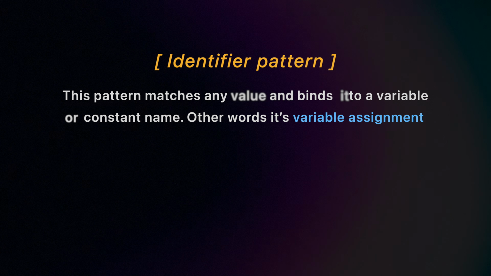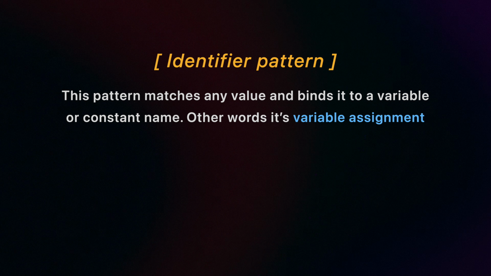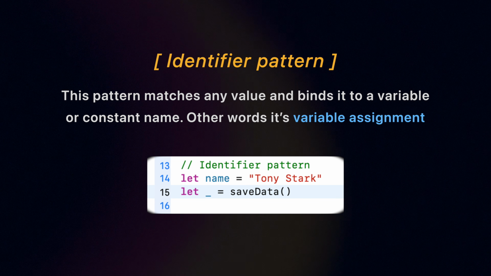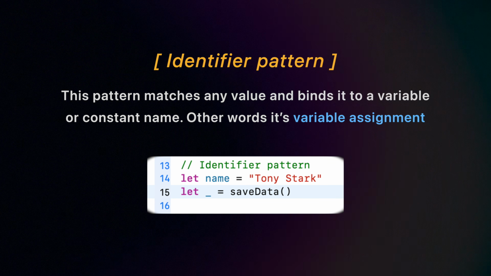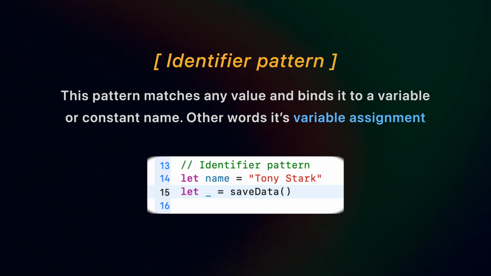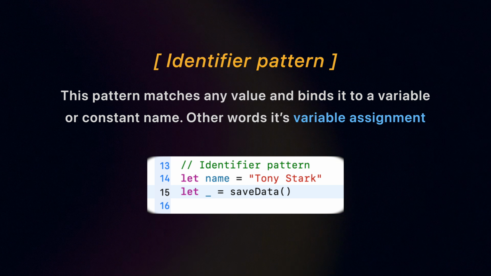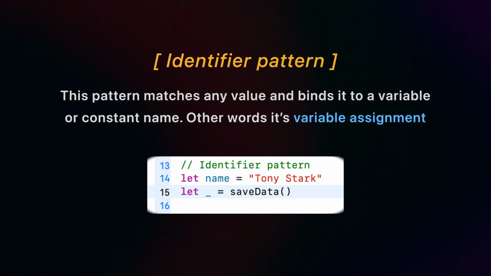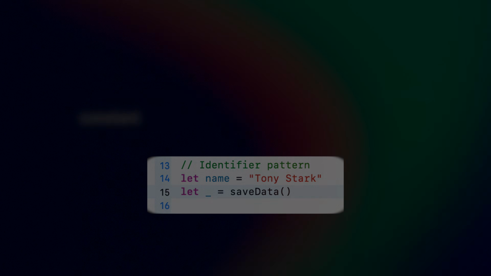This is the most common pattern of all and you use it all the time without probably even knowing it. This pattern matches any value and binds it to a variable or a constant name. In other words, it's variable assignment. If needed, you can discard the assigned value with the wildcard pattern we talked about previously.